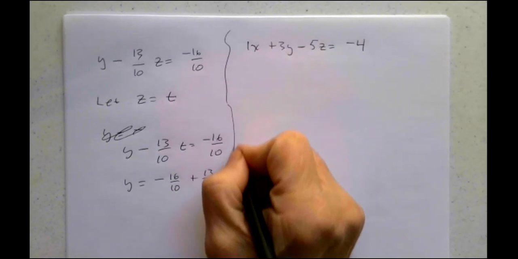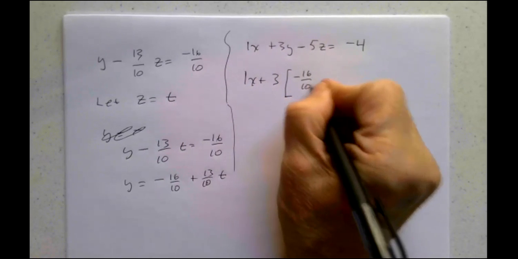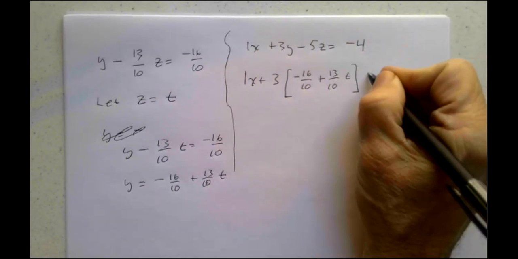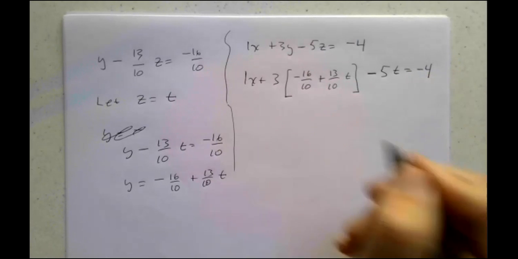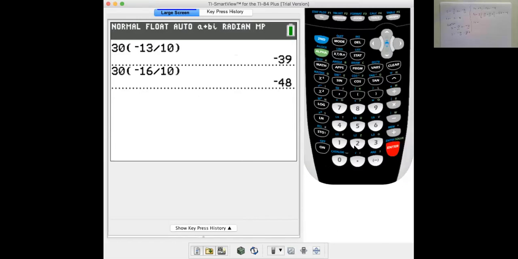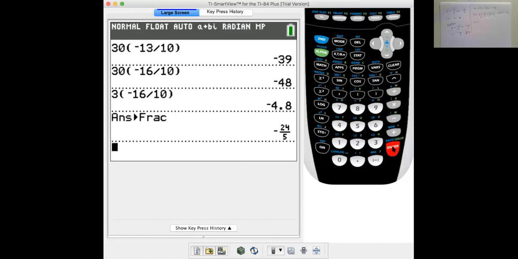So 1x plus 3y, what did we say y is? Negative 16/10 plus 13/10 t minus 5z, minus 5t equals negative 4. So I get 1x. What is 3 times negative 16/10? 3 times negative 16/10 gives us, change it to a fraction, negative 24/5.